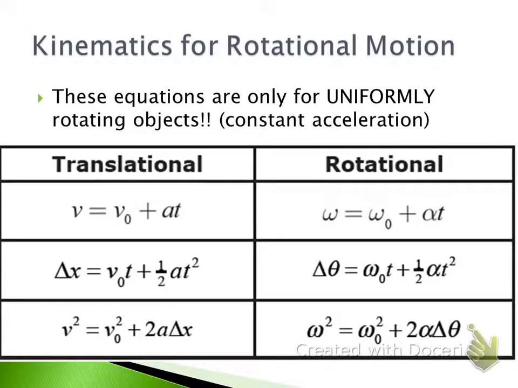So these equations should look extremely similar. The only thing that changes is that now instead of translational or linear velocity, we use omega, and alpha for acceleration because it's our angular acceleration, and we use theta for our displacement. That's angular displacement. So what should theta always be measured in?